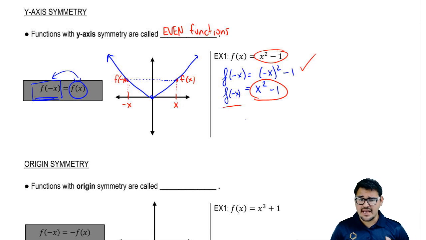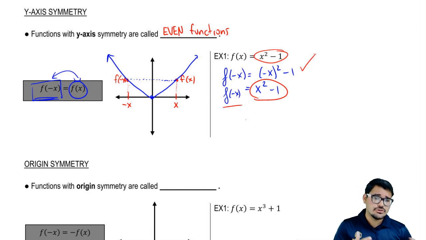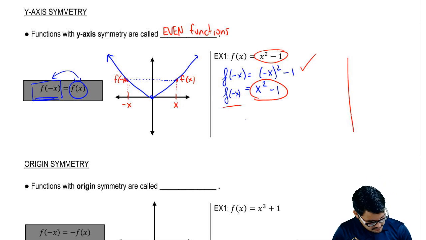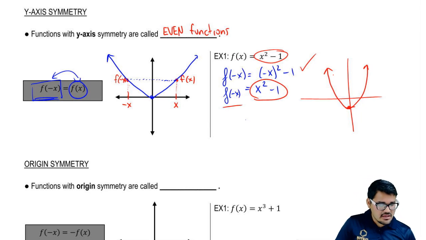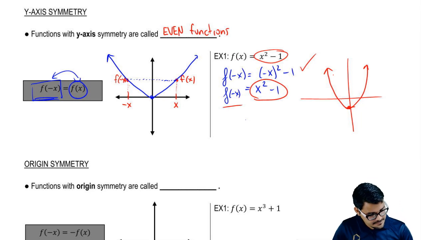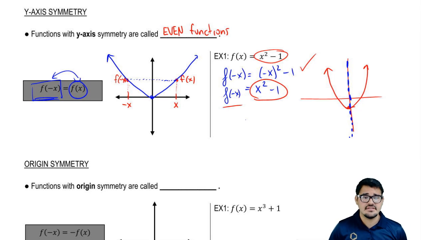But let's look at the graph so we can actually connect what we have here to a visual function. So what this is, x squared minus 1, is just a parabola shifted 1 down. And what we're testing is if we draw a line on the y-axis, it is the same to the left or to the right of that line. So here we look at it and yes, it is the same.